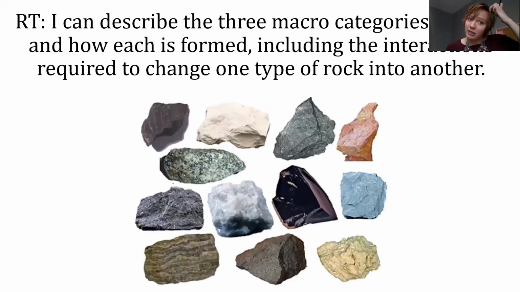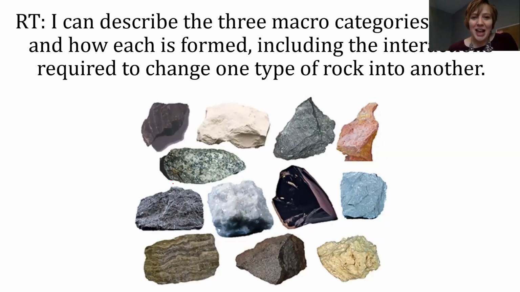This brings us to the rocks. Reasoning target: I can describe the three macro categories of rocks and how each is formed, including the interactions required to change one type of rock into another. So if we start with the three macro categories of rock, hopefully everyone remembers their names: igneous, metamorphic, sedimentary. Sort of brief overarching definitions of each. Igneous rocks cool from magma. Sedimentary rocks are created from other things, either pre-existing rocks or sometimes the pieces of animals, mostly sea creatures, but they come from pre-existing things.